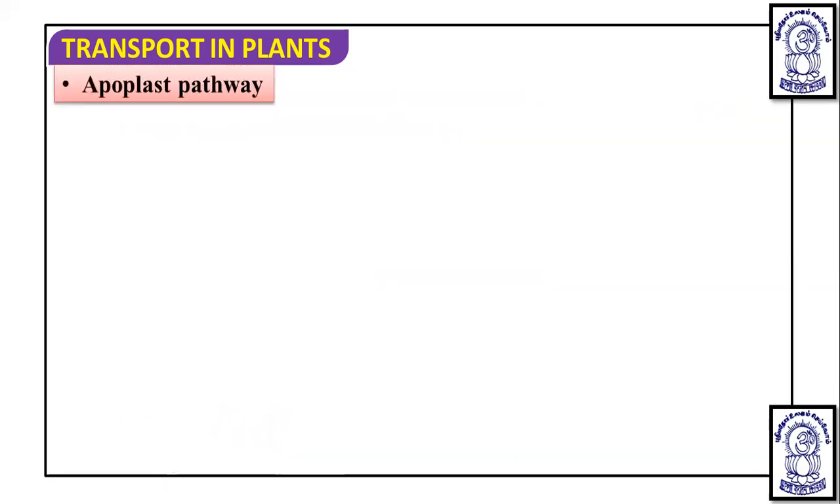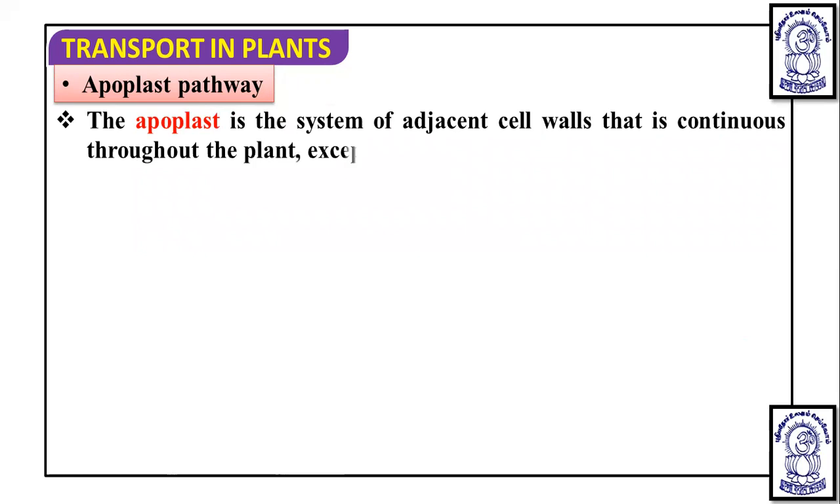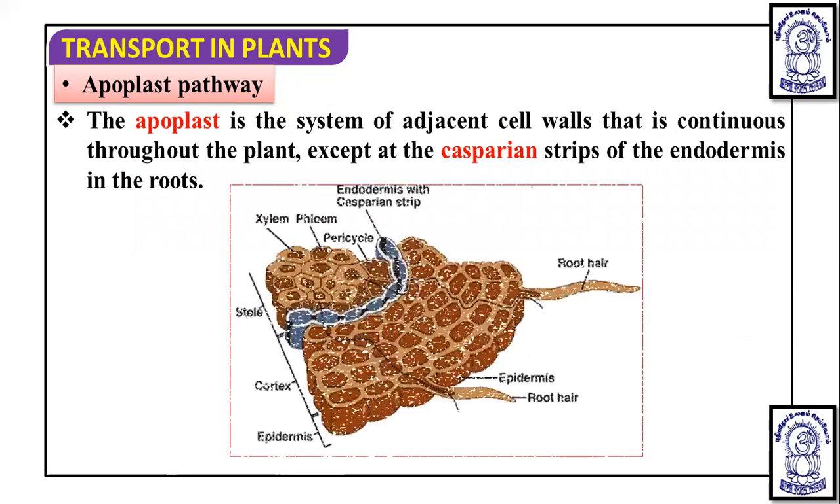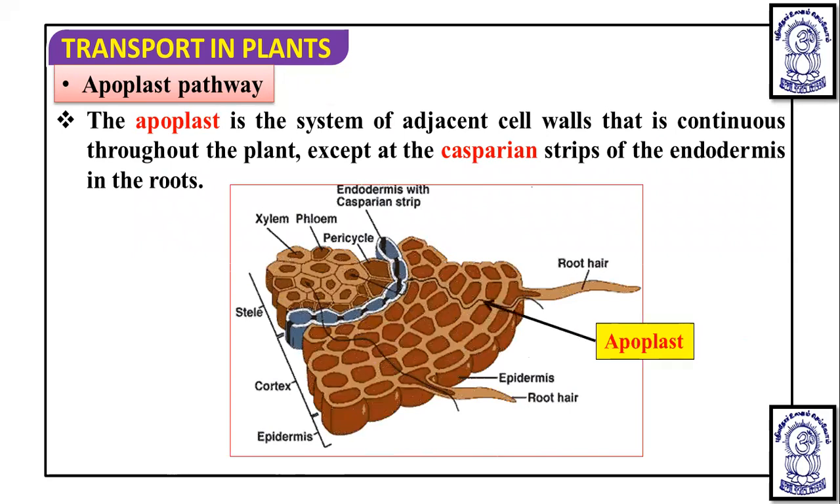Let's discuss. First, if we talk about the apoplast pathway, the apoplast is a system of adjacent cell walls that is continuous throughout the plant except at the Casparian strip of the endodermis in the root. So we know that the cell wall is a continuous system, and the cell walls of adjacent cells are closely associated with each other, forming a continuum throughout the plant except these Casparian strips in the endodermis cells. So in the apoplast, what will happen? The water will pass from the root hair through the cell wall and intercellular spaces and ultimately reach the root xylem.